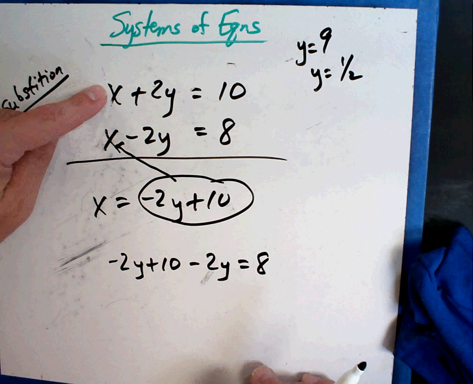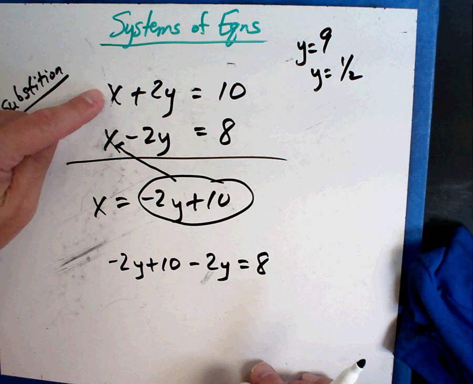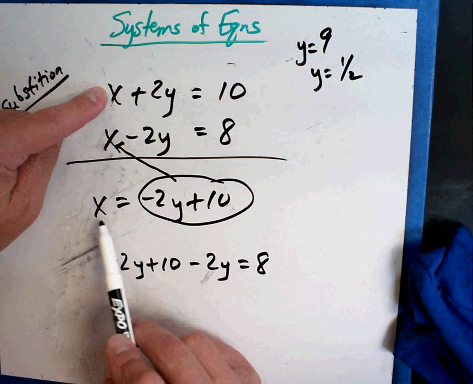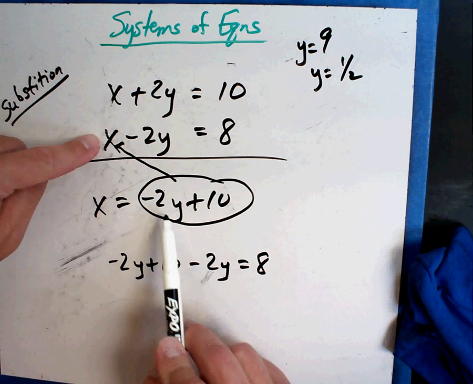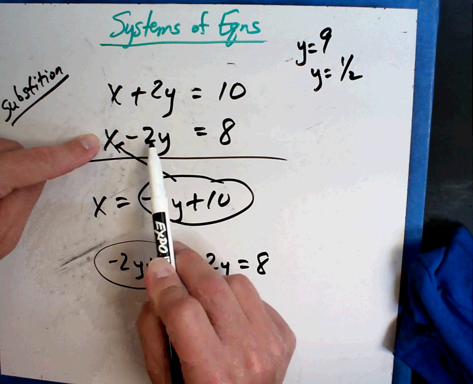I took the first equation and solved it for one of the variables. It doesn't matter which one. I chose x because there was no number here, and so I moved the 2y over. So in the first equation, x is equal to minus 2y plus 10. Now I'm going to plug that into the second equation where it says x. So I have that minus 2y equals 8.